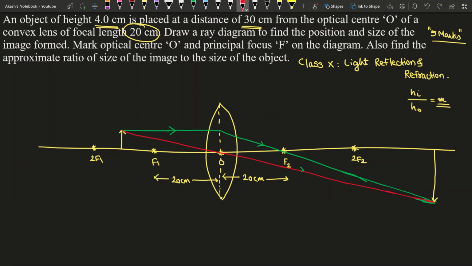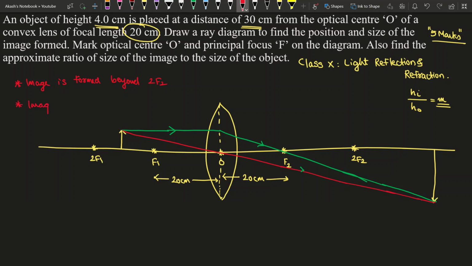We should not give unsteady lines, so make it very sharp. If you take the green ray on extension here and the red is getting extended, it will meet here. Fine. Then you need to identify the position and the size of the image formed. You can understand here that the image is larger than the size of the object. So the first point you can write is that the image is formed beyond 2F2.